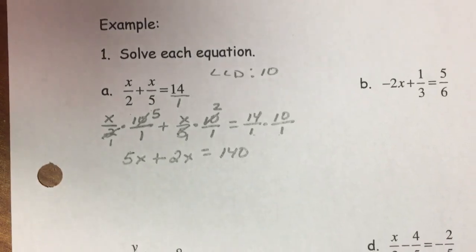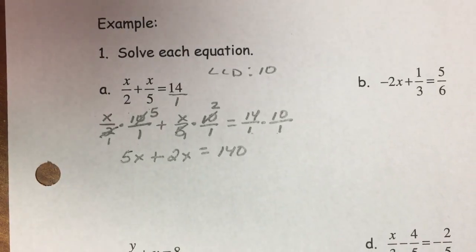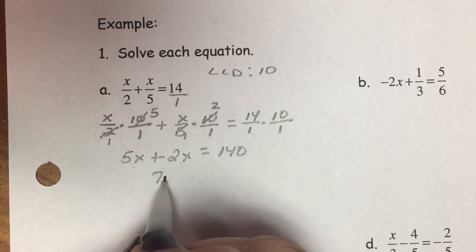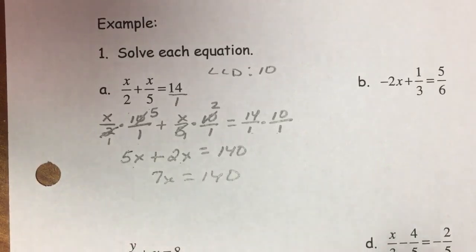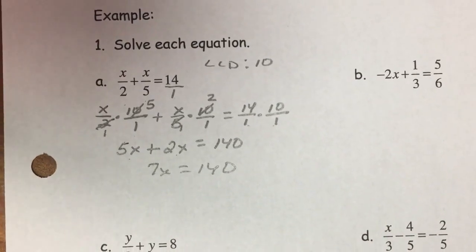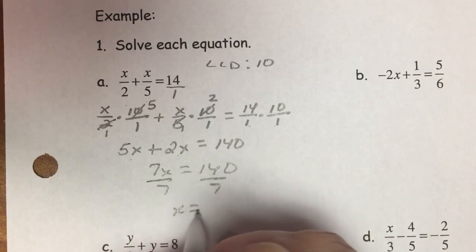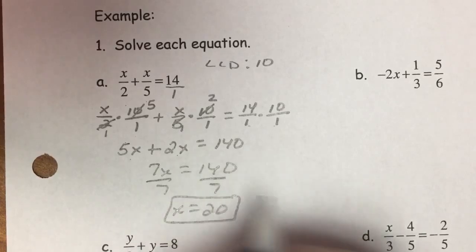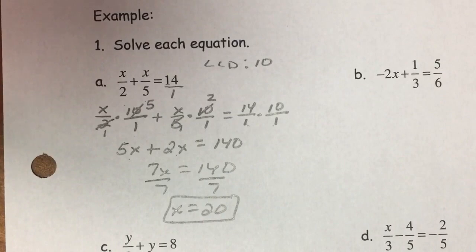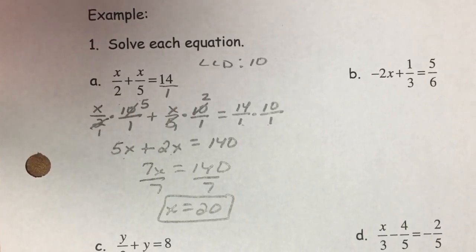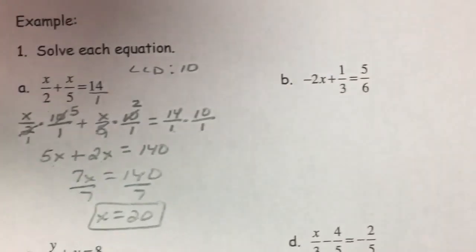Once all the denominators are cleared, now you just solve it like we've been solving the last couple of sections. So there are no parentheses. We don't have to worry about that, but we do have like terms right here that we can combine to get 7x equals 140. And now I'm going to isolate the x by dividing both sides by 7, and you're going to get x is equal to 20. Okay, so I know that step looks a little crazy, but you're going to want to do that step for every single problem. All right, let's look at B.